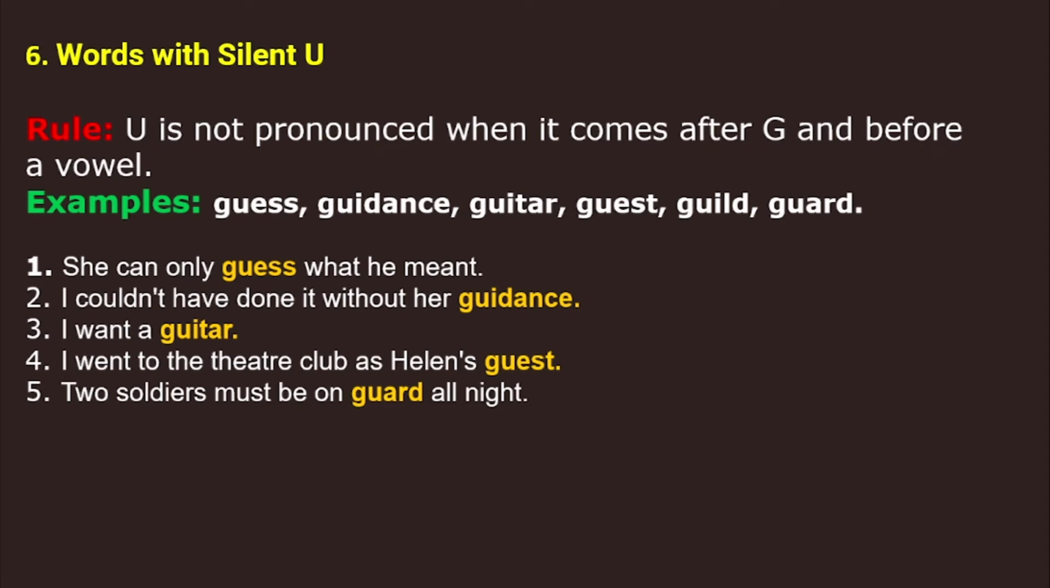Let's look at the examples with silent U. She can only guess what he meant. I couldn't have done it without her guidance. I want a guitar. I went to the theatre club as Helen's guest. Two soldiers must be on guard all night.